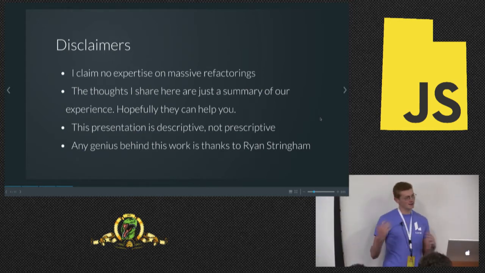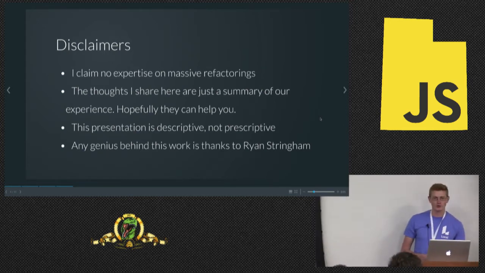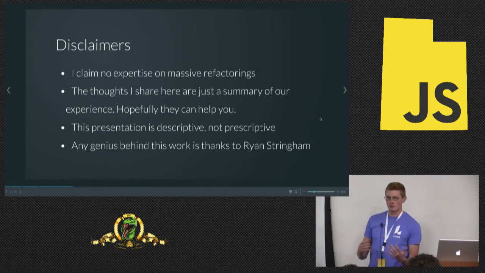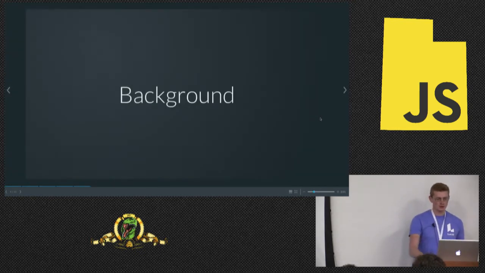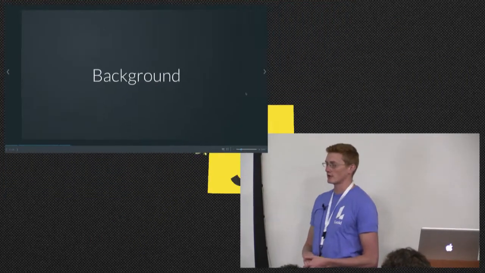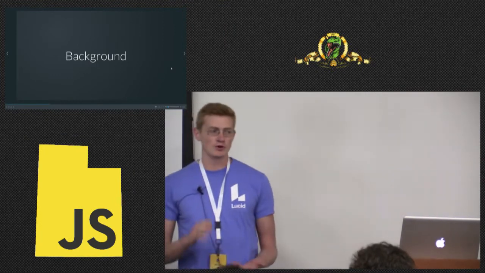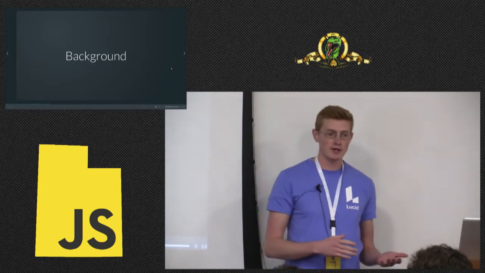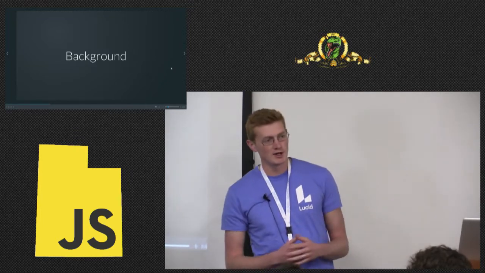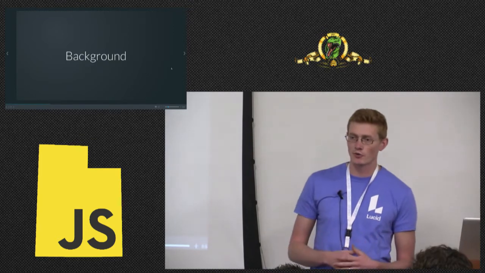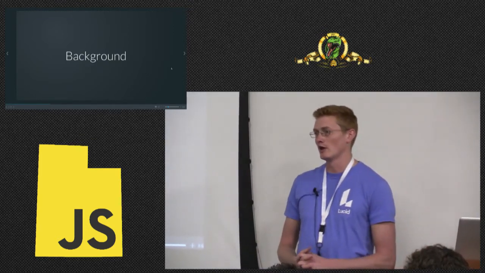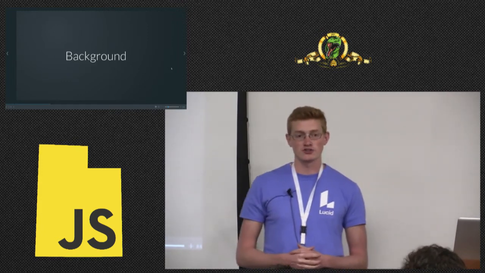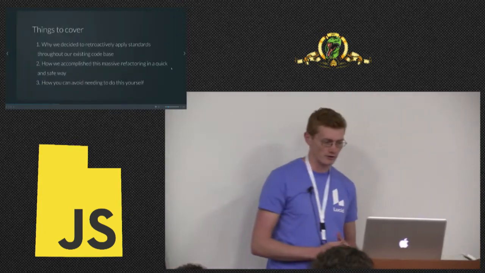And any genius behind anything that I show here, the credit goes to Ryan Stringham, who is my manager and the technical lead of our team this past summer while we were doing this work. So a little bit of background. Like I said, in April, I was put on a team with Ryan, and there were four of us altogether. We were given the task of improving the quality of our code base. We were called the dependency injection team because that was our primary objective, but we ended up becoming really the code quality team in general and touched a lot of things, including dependency injection, but also code standards in general. So I'll be talking about a number of those different things.